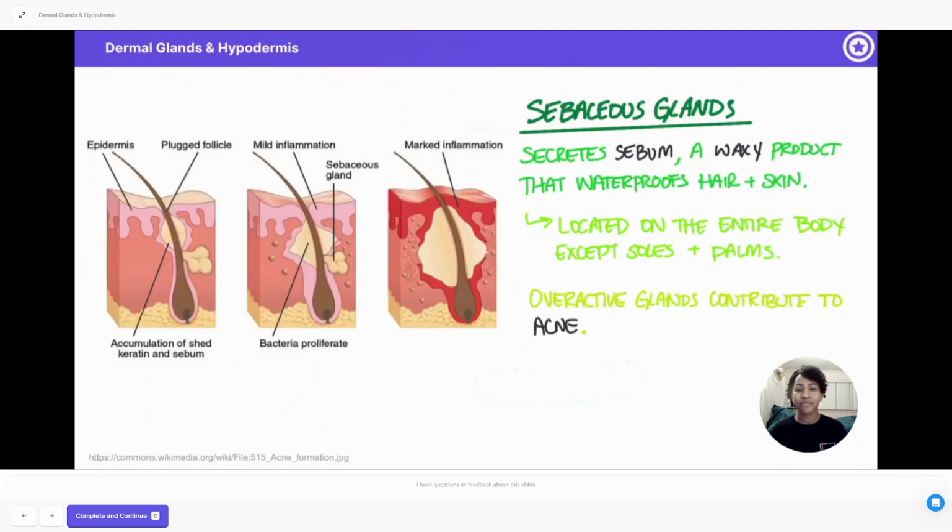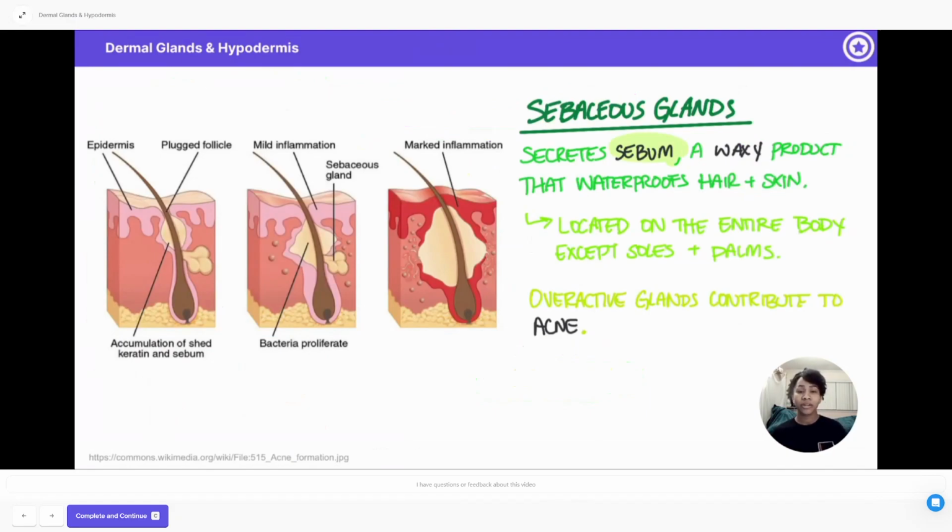Okay, so moving on from sudoriferous glands, we're going to talk about sebaceous glands. You may be familiar with this type of gland if you are really into skincare or you have really oily skin, but these are the glands that are really abundant on our face, and they produce a substance called sebum, which is basically just like a waxy type of product or oil that helps to waterproof our skin.